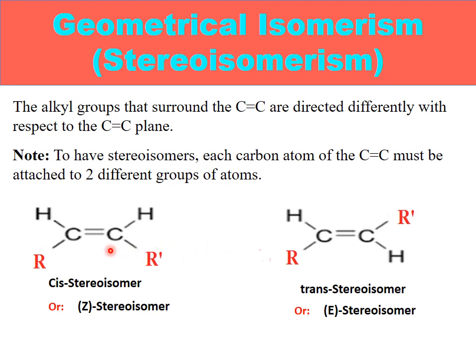Let's take the following general form. Both compounds here are isomers, but the difference between them is in the direction or the orientation of the two alkyl groups R and R prime. In the first case, R and R prime are directed to the same side, while in the second case, R and R prime have opposite directions.